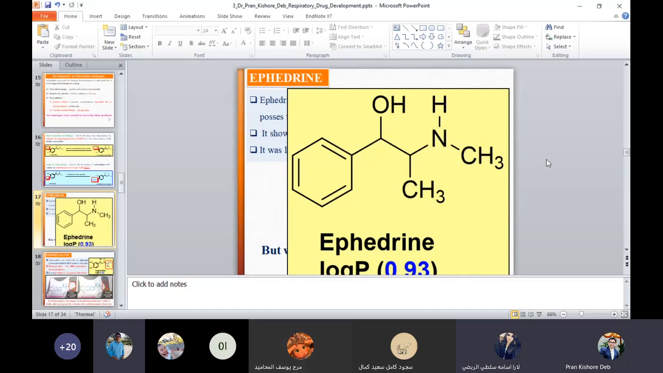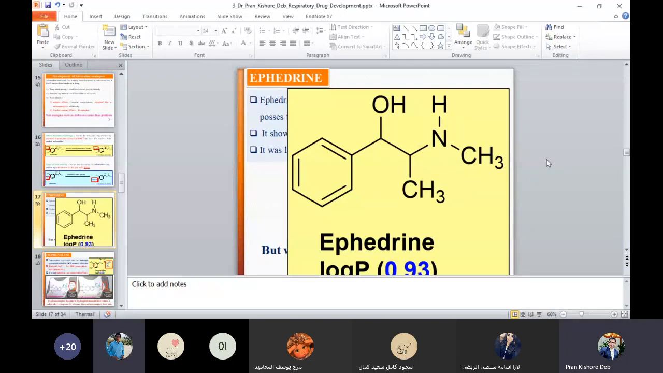But what are the two advantages you see? Long acting and high bioavailability orally. Okay, long acting and orally active. Now let me ask you an interesting question. Do you think this drug ephedrine will be more active or less active compared to adrenaline, and why?